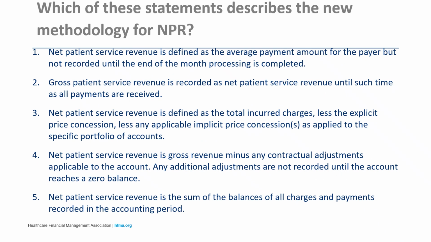The question for section 1.9 is, which of these statements describes the new methodology for net patient revenue? The answer is number 3. Net patient services revenue is now defined as the total incurred charges less the explicit price concession, less any applicable implicit price concessions as applied to the specific portfolio of accounts.